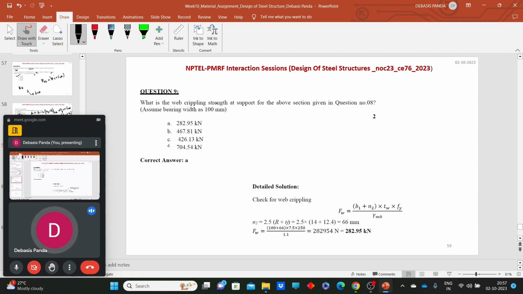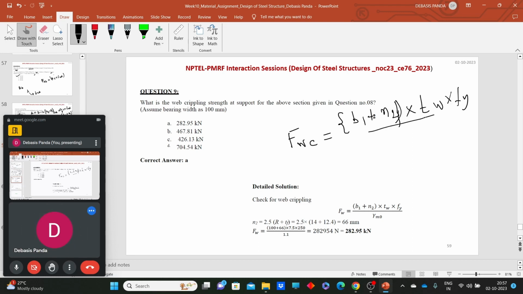Now, what is the web crippling strength at support for the above question? Okay, at the support. So what is the formula for web crippling strength? FWC will be nothing but (B1 plus N2) multiplied by TW multiplied by Fy divided by gamma m0. For the support it will be N2; under the load it will be 2N2.